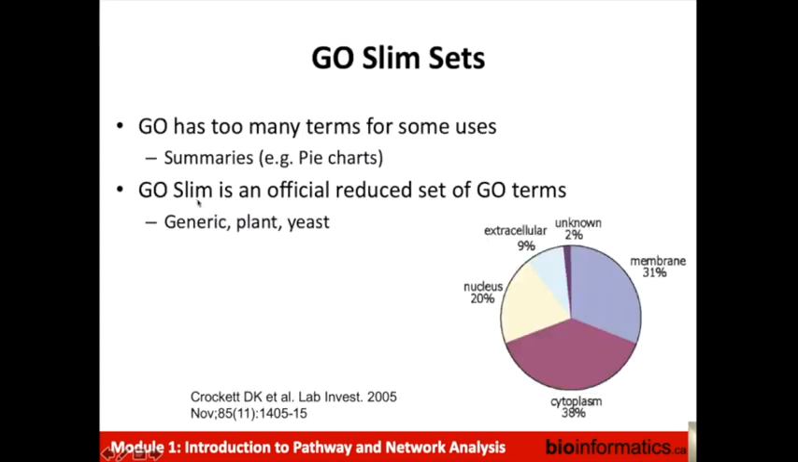Gene ontology has too many terms for some uses, so people don't do this very much anymore, but imagine you wanted to create a pie chart of gene functions to summarize at a very broad level your genes. You might only want to show a few high-level gene ontology terms, and so GOSlim is developed as an official reduced set of GO terms that are available in generic form or for plants or yeast. And you can map your GO terms to slim terms if you want a very compressed small set of generic terms.